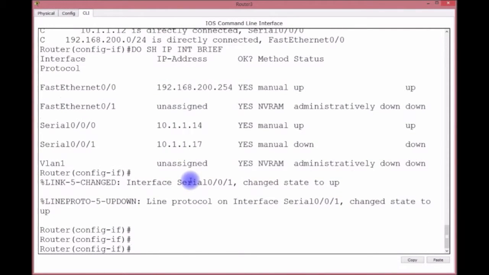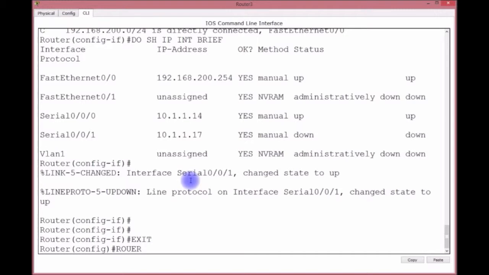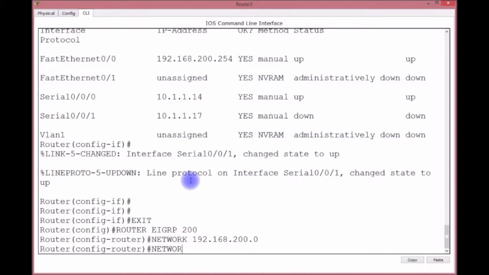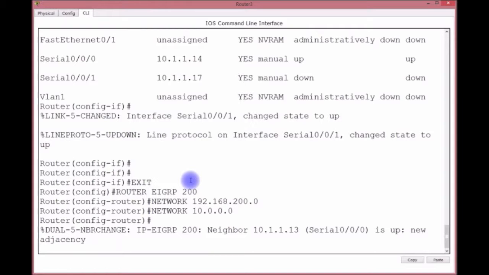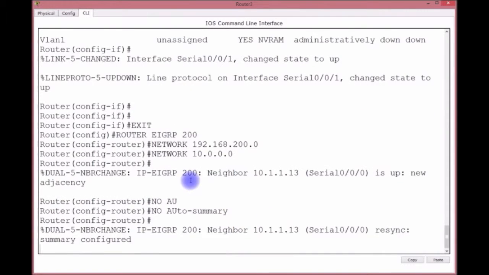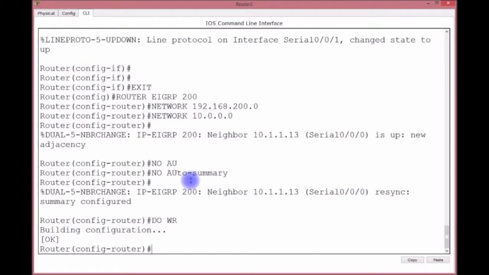Okay. So let's exit out of here. Router EIGRP 200. Network 192.168.200.0 and network 10.0.0.0. Boom. No auto-summary. There we go. Lovely. Do WR. Let's copy that.